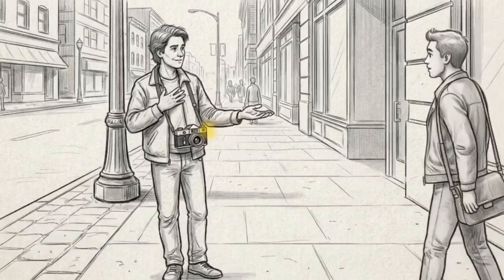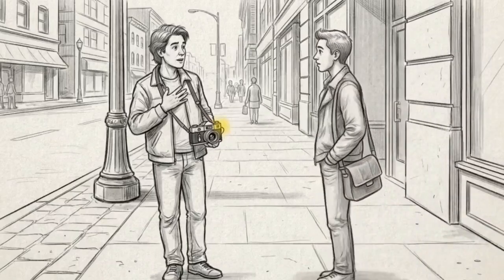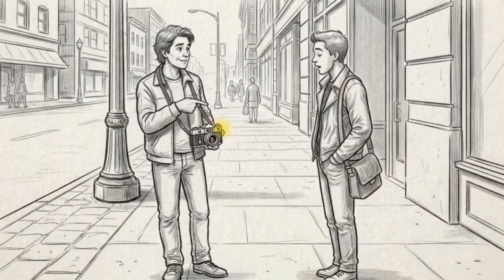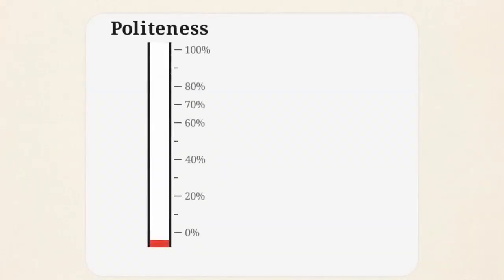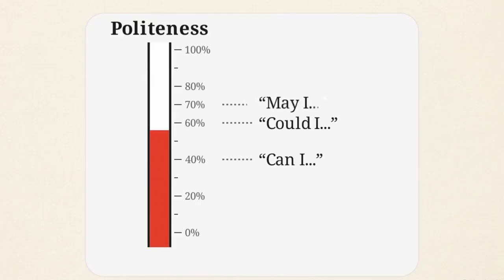The permission spectrum works similarly. Imagine you need to ask a stranger for permission to take a photograph. This thermometer tracks your politeness. Asking, "Can I take a picture?" registers at 40%. "Could I?" raises the level to 60%, while "May I?" moves into the formal 70% range.